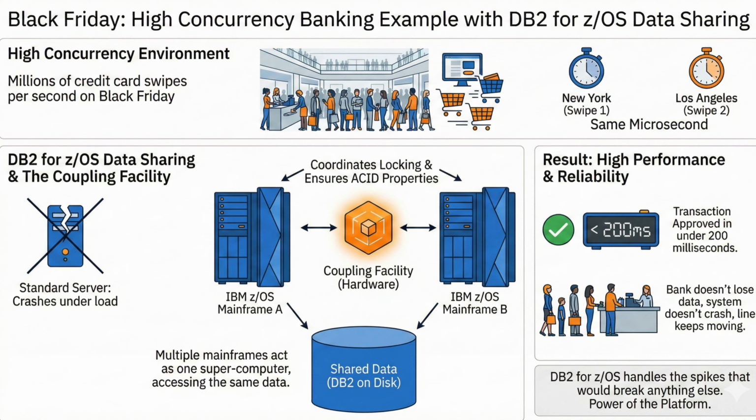The coupling facility ensures that these two transactions don't conflict, maintaining those ACID properties we discussed in the last video. Because of DB2 for z/OS, that transaction is approved in under 200 milliseconds. The bank doesn't lose data, the system doesn't crash, and the line at the checkout keeps moving. That's the power of the platform. It handles the spikes that would break anything else.